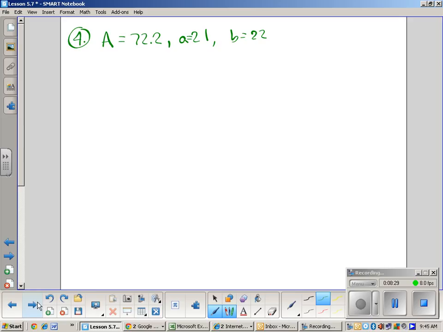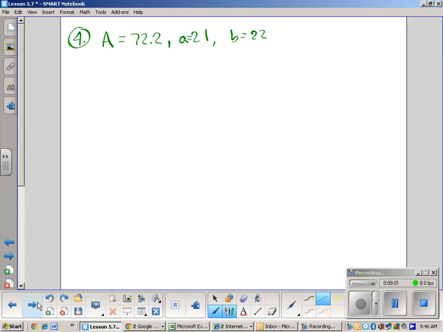This is number 4 out of the book. If you have your book open, please read what number 4 says, to make sure we're answering the right questions. Determine the number of possible solutions. Okay. How many solutions? So same thing as the last one.